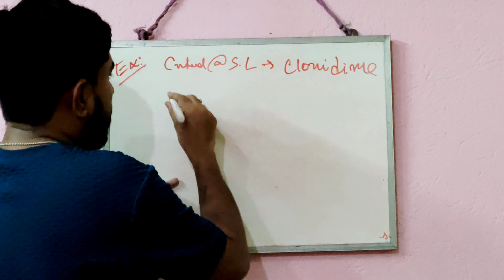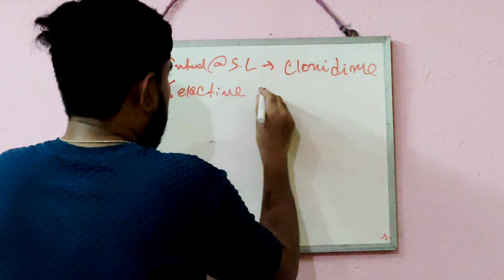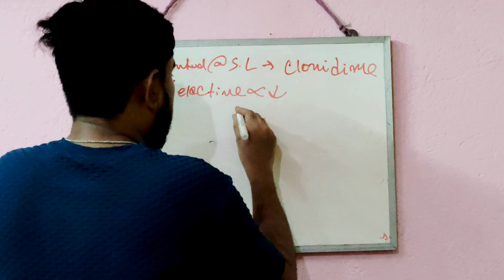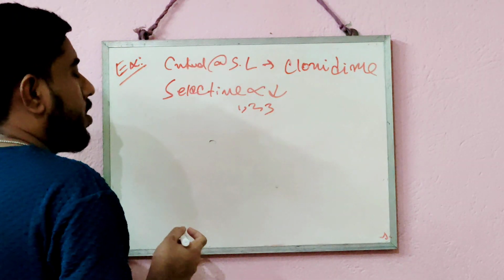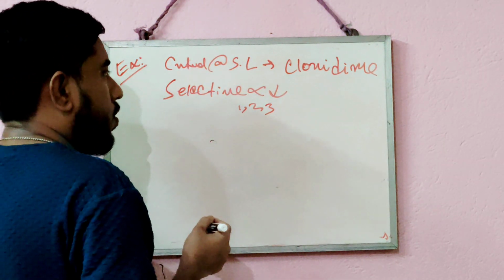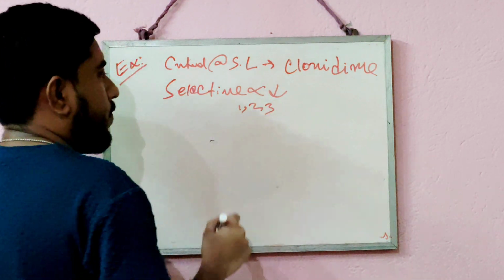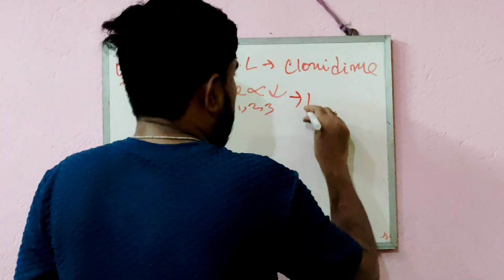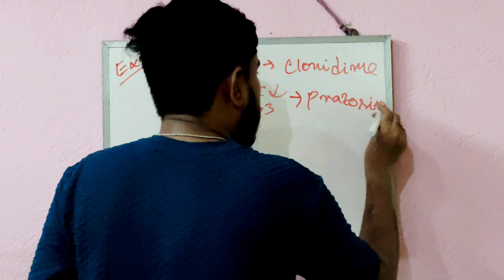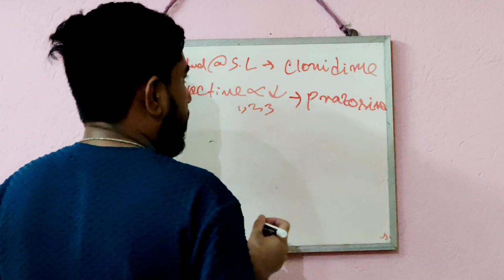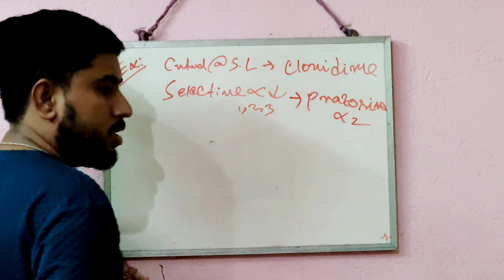The second one is selective alpha blockers. Selective alpha blockers can be alpha 1, alpha 2, or alpha 3. In that case, sympatholytic drugs show the opposite action of the sympathetic nervous system by blocking alpha 1, alpha 2 and alpha 3 receptors. An example is prazosin. How does prazosin work? Prazosin shows the opposite action of the adrenergic receptor, or adrenergic nervous system, by blocking the action of alpha adrenergic receptors.